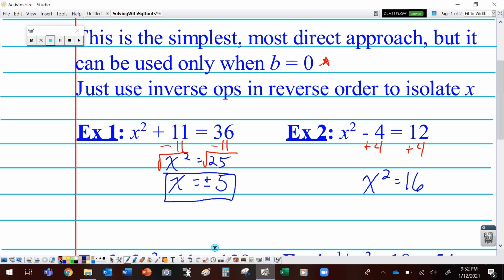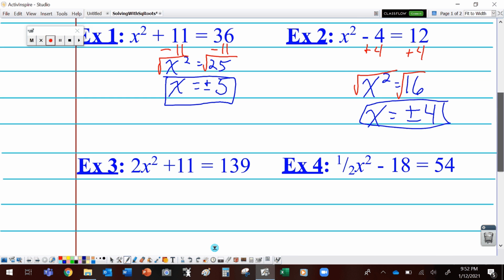Okay, now x is just being squared, so I take the square root on each side. Squared and square root cancel. X is all by itself, and on the right side, I have plus or minus 4. And there we go. Okay, let's level up just a little bit here.